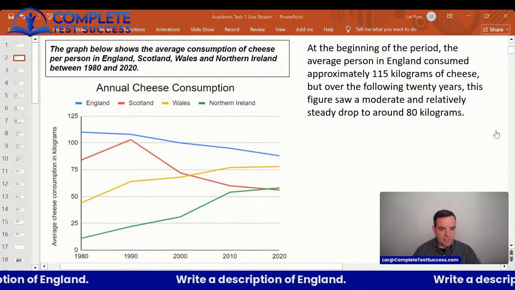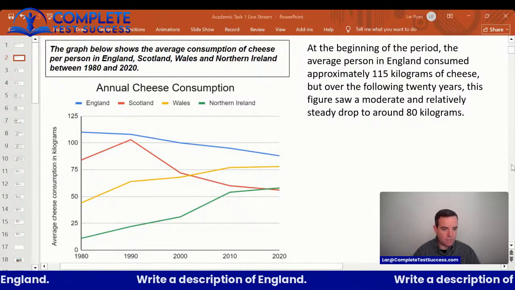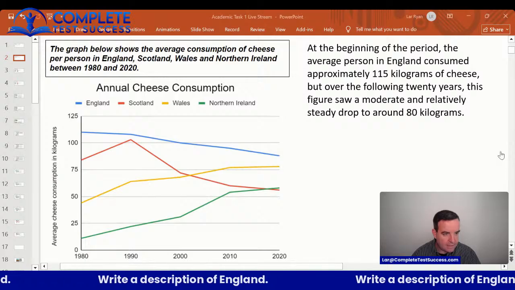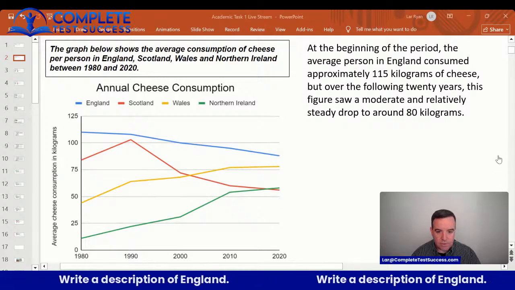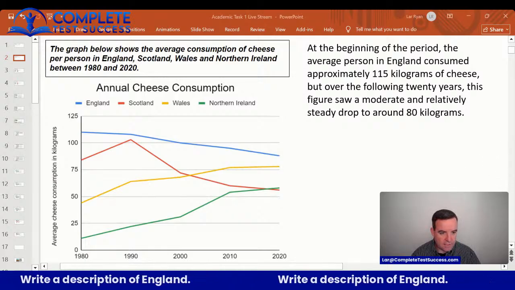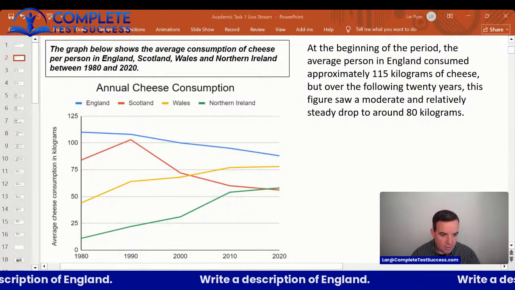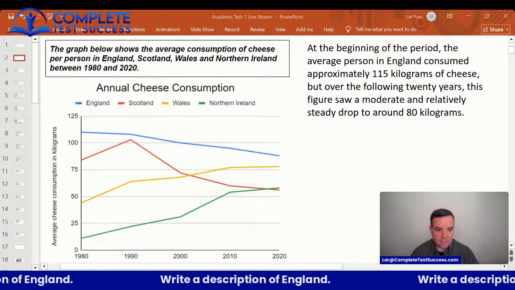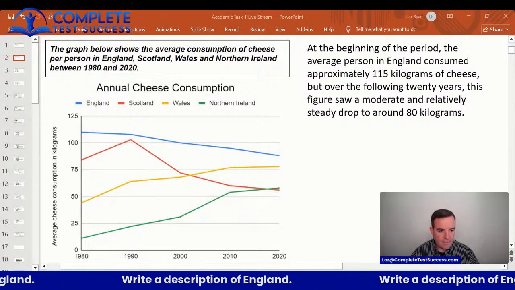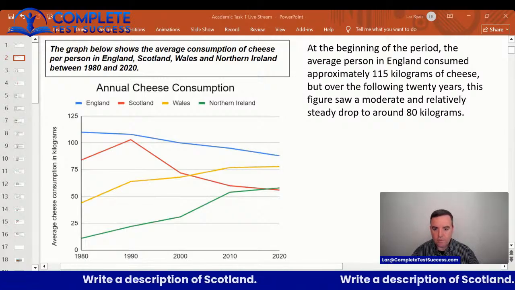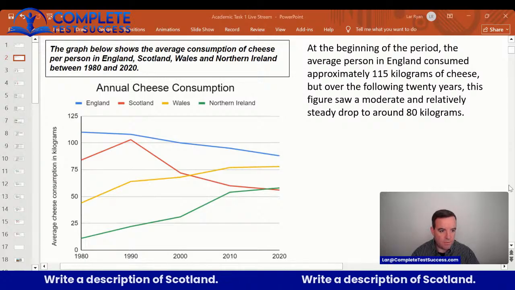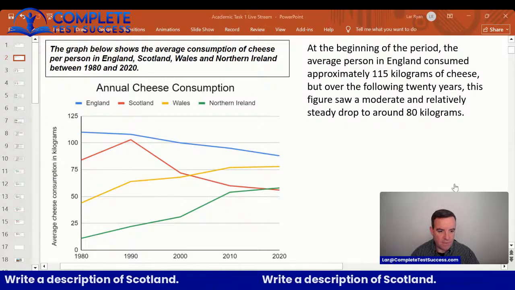Reza and Koramboy, I see you've shared some writing about England with me already, but let me just move you on to the next one before I look at it. So next, let's look at Scotland. Write a description of Scotland. Again, share it with me in the comments and I'll have some feedback for you.